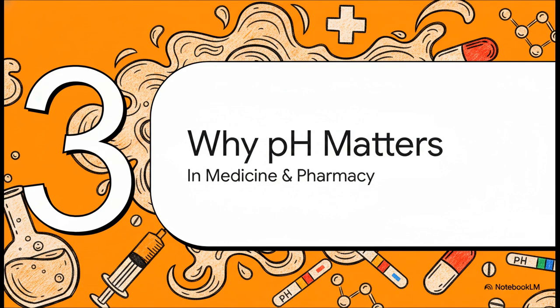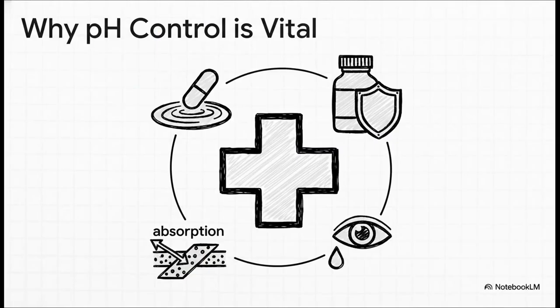Okay, so that's the theory. But why should you care about any of this in the real world? Well, when you get into fields like medicine and pharmacy, controlling pH isn't just some lab exercise. It can literally be a matter of life and death. You see, a medicine's pH affects pretty much everything about it. We're talking about really basic stuff like, will the drug even dissolve? Will it stay stable on a shelf? Can your body even absorb it properly? It even affects the purity of proteins and how well critical enzymes work.